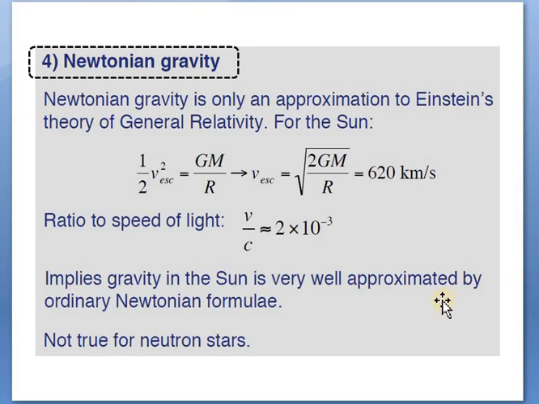Now let me talk about Newtonian gravity. Of course, we know that it is an approximation to Einstein's theory of general relativity. Now let us estimate the escape velocity for our sun. It comes out to be 620 kilometers per second. It's a very huge number, but compared to the speed of light, it's very small. So this means that the gravity in the sun is very well approximated by ordinary Newtonian formulas.